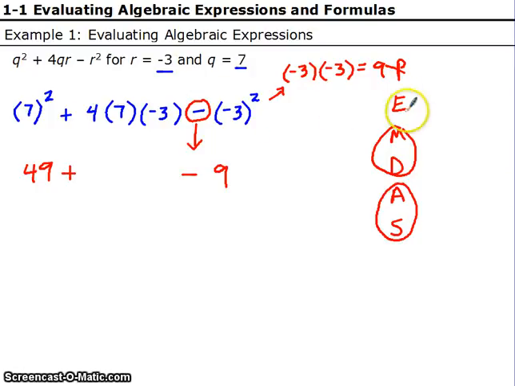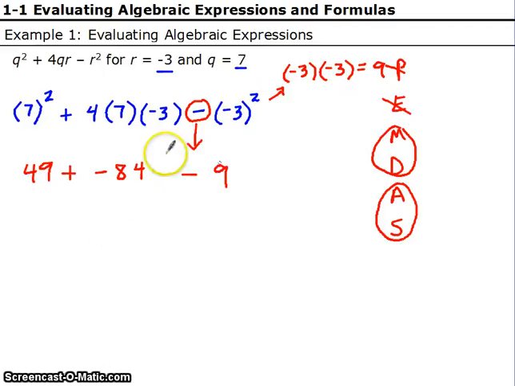All right, so we've done our exponents now. Multiply, divide. So let's just multiply these three numbers together. Kind of do it in any order you want. So let's do 4 times 7, that's 28. And then 28 times negative 3 is negative 84.